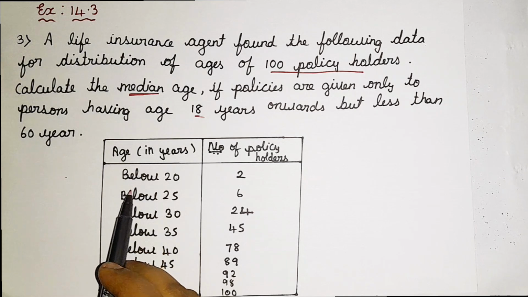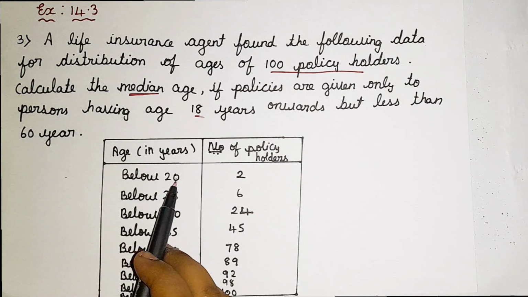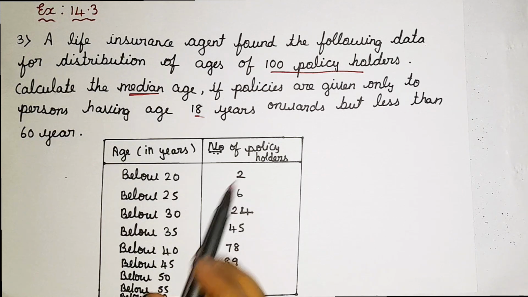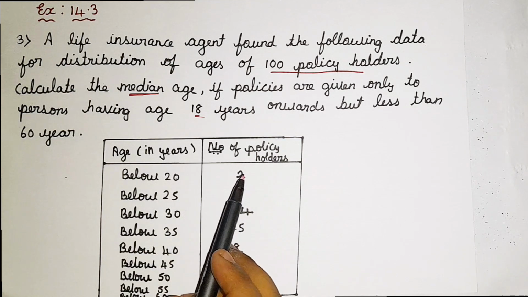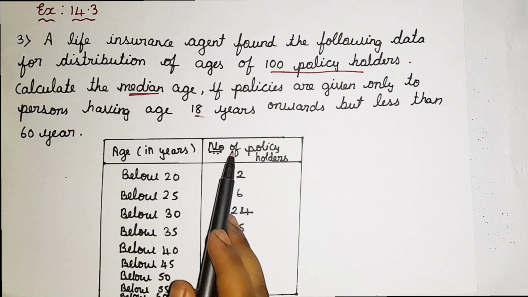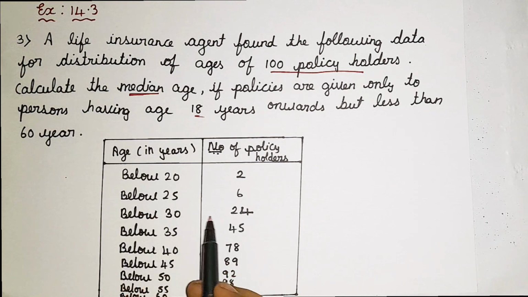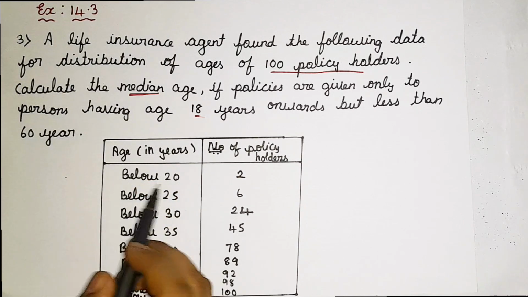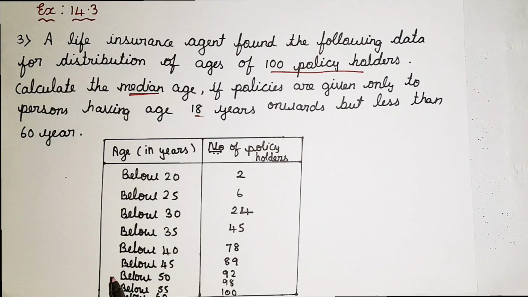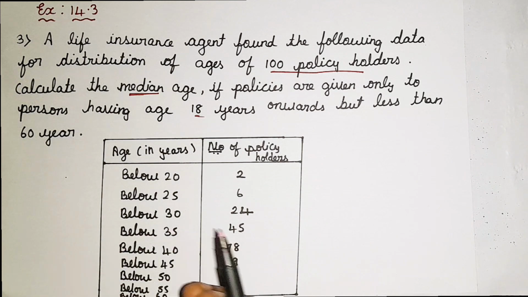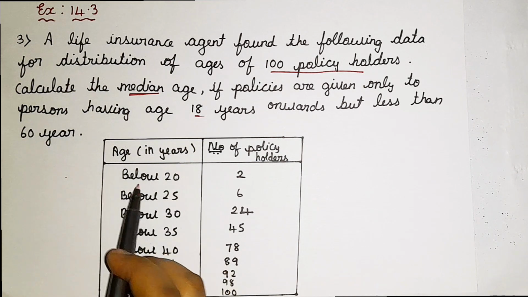So here they had represented that below 20 years there are 2 policy holders. That means 2 people are there. So policy holders means how many people, like that. So here they wrote number of policy holders. So below 25, 6, below 30, 24. So first time we are facing something like this, isn't it? We have below, but in most of the questions we used to have like 100 to 200, 200 to 300. We used to have something like this, but here we have below.